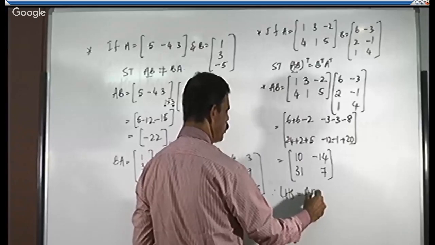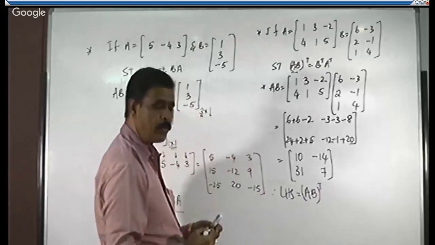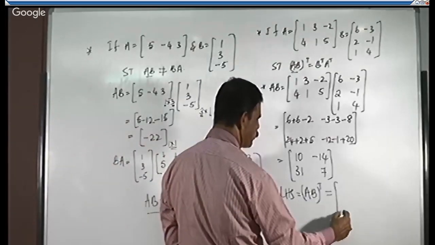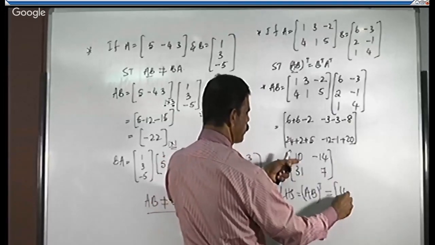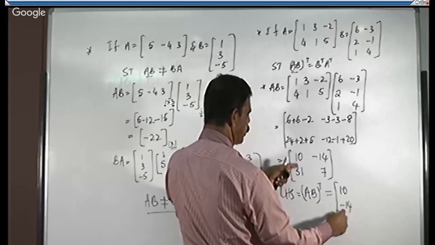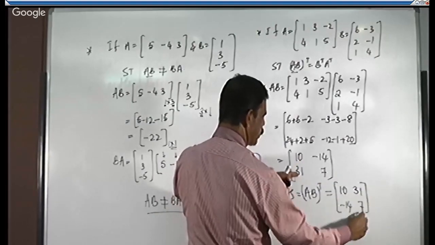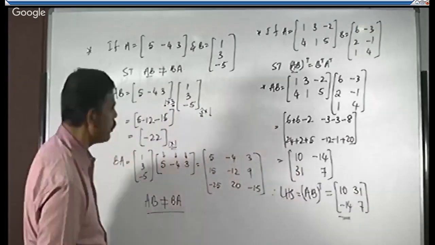AB whole transpose. First I calculated AB, then I am doing AB whole transpose. Transpose means what? It is changing rows into column, right? Make first row into first column, that is 10, minus 14. 31, it is 7. It is what? It is the left hand side of the property.